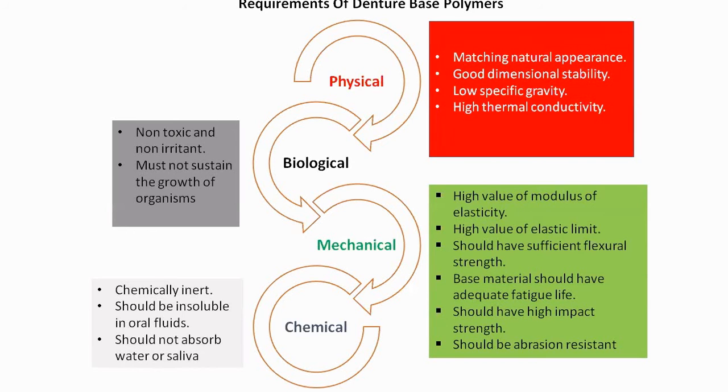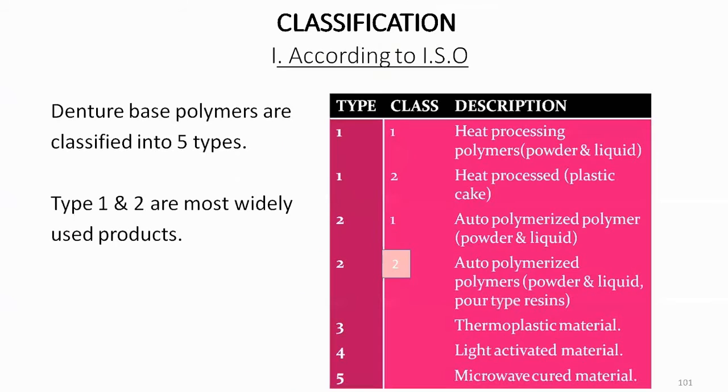So these are the requirements of a denture base material. These are the properties which we wish to have in a denture base material. And our material, that is our acrylic resin, fulfills most of these requirements. May not be all, but tries to fulfill all the requirements. Let's go to the classification of denture base resin.